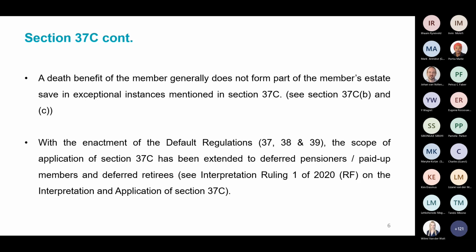However, what Section 37CC provides is that where there are no dependents and there are no nominees, then the benefit will be paid into the member's estate. And that just shows you how important it is, your job as trustees, to firstly find the dependents of the member and also to be able to identify the nominees.